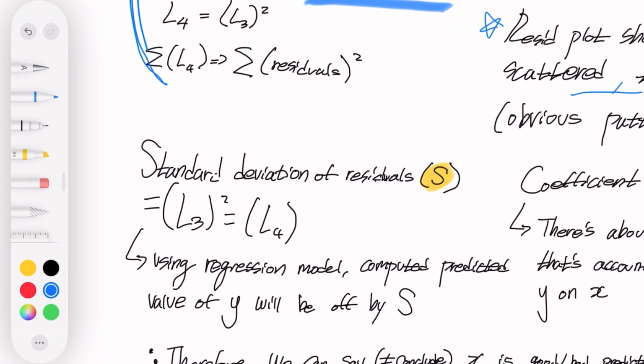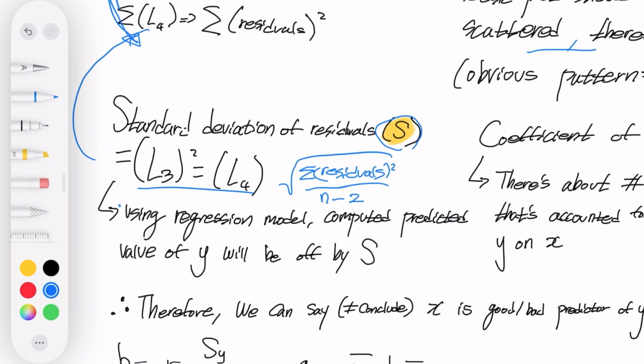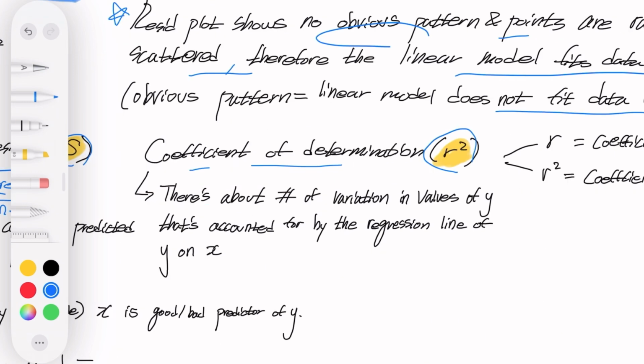The standard deviation of residuals, which would be S, is the square root of the sum of your residuals squared over n minus 2. You don't have to remember this; this is just the formula for your calculator problem. What you need to remember is this: using the regression model, the predicted value of y will be off by S. To interpret R squared, there's about this amount of variation in the value of y that is accounted for by the regression line of y on x. You would just change the context, whatever's in the context for this case.